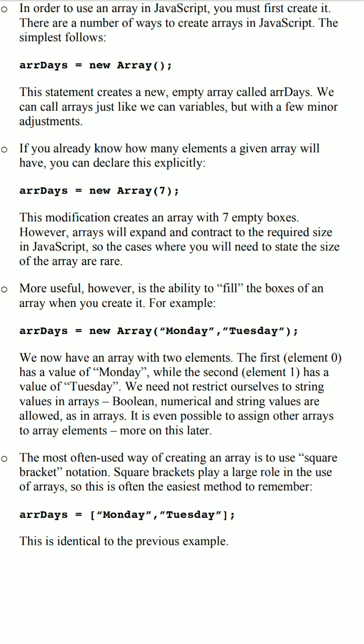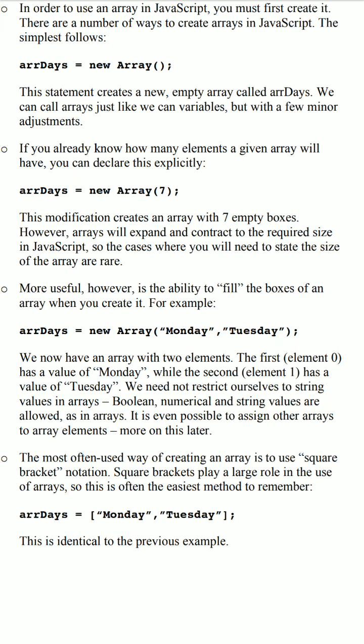If you already know how many elements a given array will have, you can declare this explicitly. arrayDays equals new Array, then you can give the value 7. This modification creates an array with 7 empty boxes. However, arrays will expand and contract to the required size in JavaScript, so the cases where you will need to state the size of the array are rare.